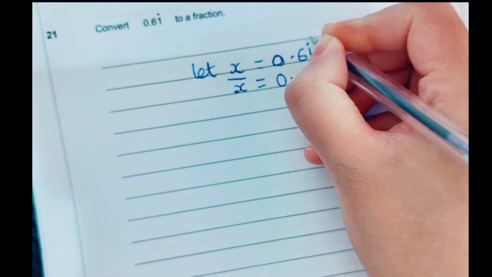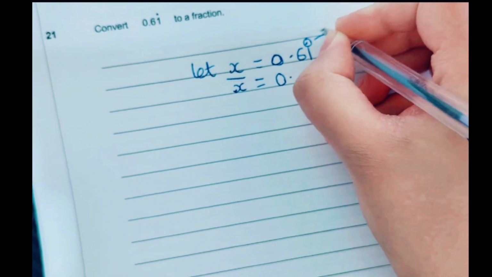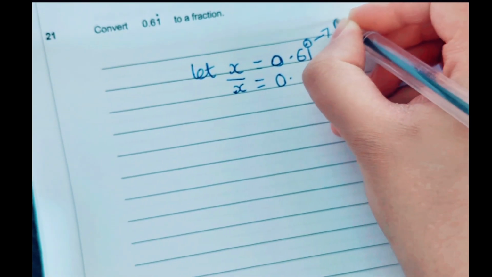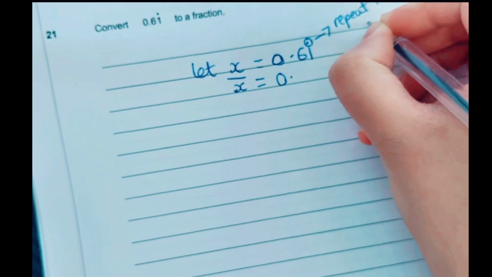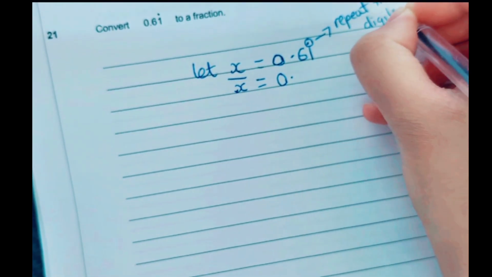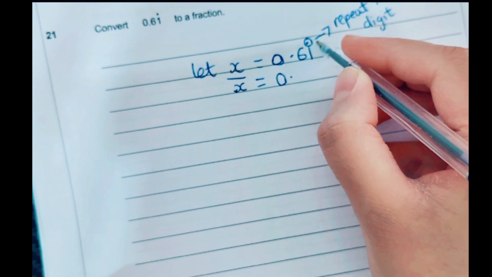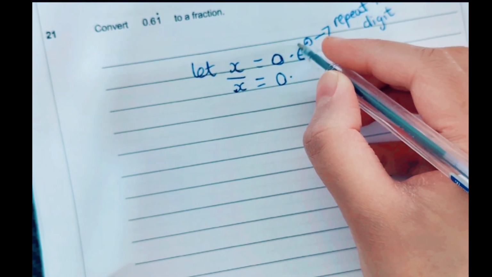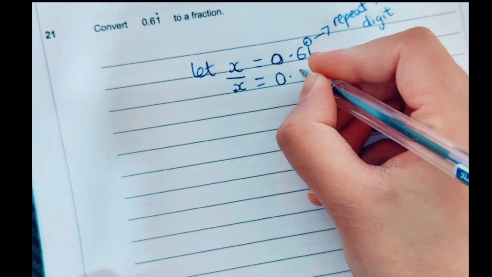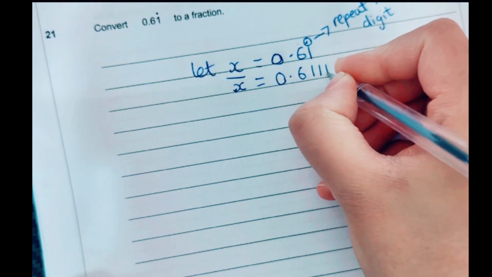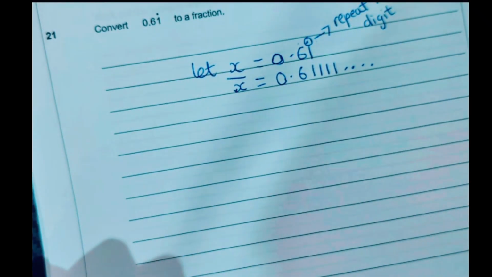The recurring dot, this dot at the top, means that we are going to repeat that digit. Whichever digit the dot is on top of, it could be more than one digit as well, it could be on top of the 6 as well. That means the 6 would be recurring and the 1 would be recurring. In this case it's just the 1, so it will be 0.6111 until infinity. That's what recurring means.